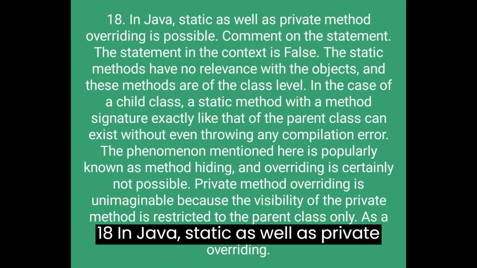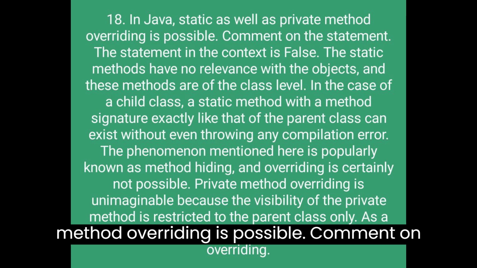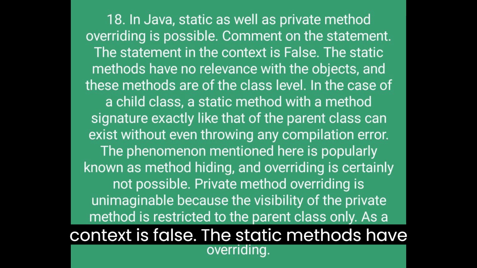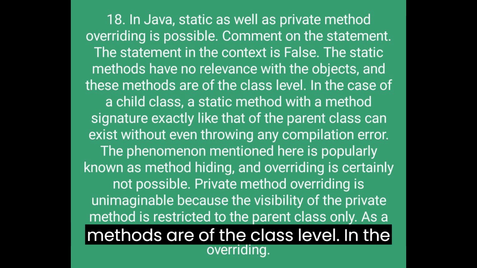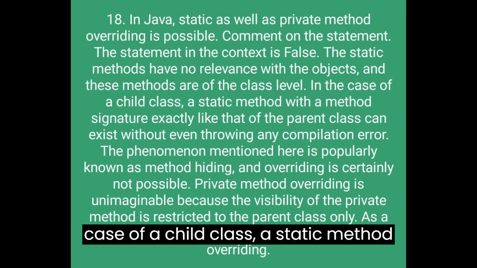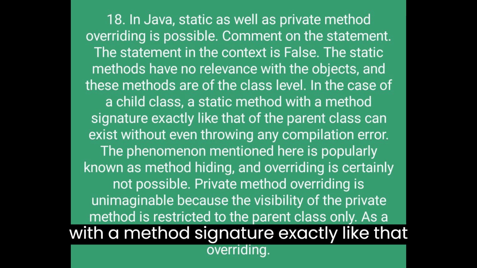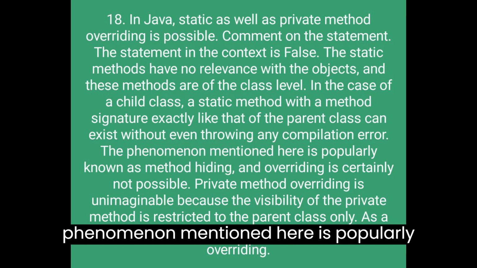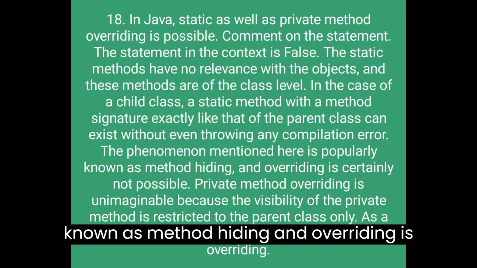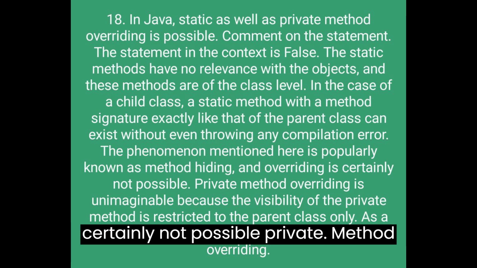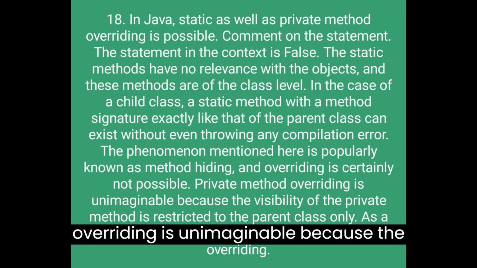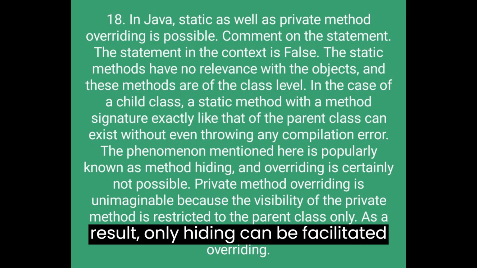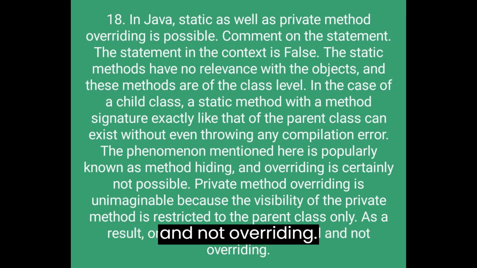18. In Java, static as well as private method overriding is possible. Comment on the statement. The statement in the context is false. Static methods have no relevance with the objects, and these methods are of the class level. In the case of a child class, a static method with a method signature exactly like that of the parent class can exist without even throwing any compilation error. The phenomenon mentioned here is popularly known as method hiding, and overriding is certainly not possible. Private method overriding is unimaginable because the visibility of the private method is restricted to the parent class only. As a result, only hiding can be facilitated and not overriding.